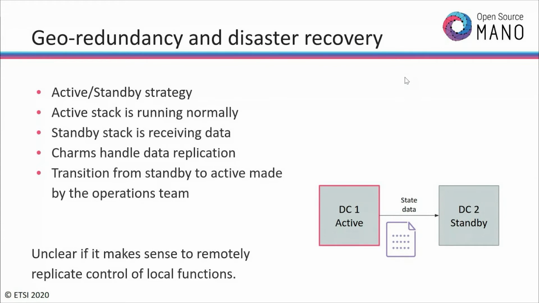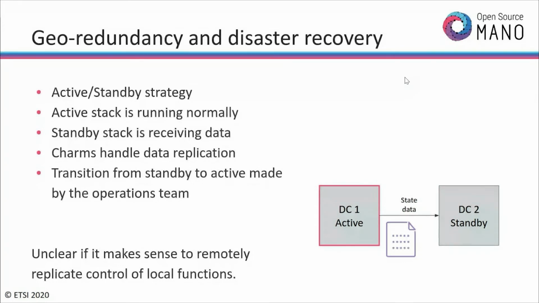Here you have data center 1, let's call it, that is running normally in an active state. And then you have data center 2 that's running in standby mode, constantly receiving state data from data center 1. The charms are able to handle all data replication between the two data centers. Since we have all state data replicated in both sites, the customer just wanted to have his own operations team do the transition from standby to active if that's necessary.